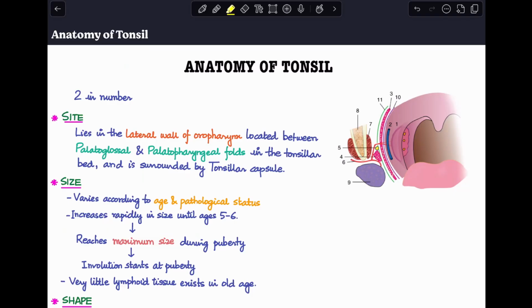Today we'll be doing a topic on anatomy, and our topic is Anatomy of Tonsil.